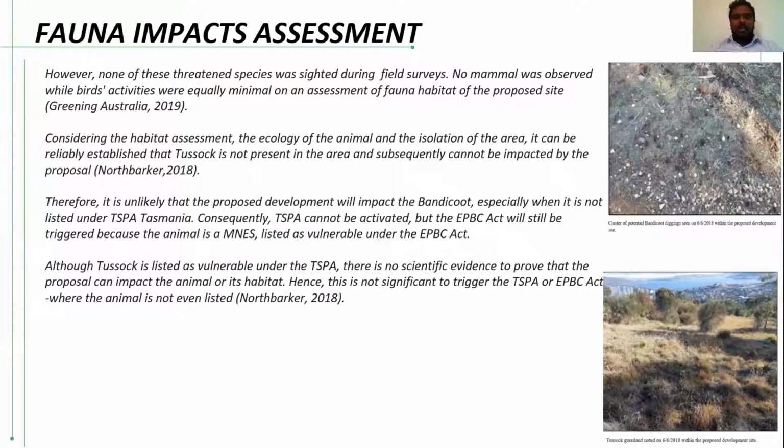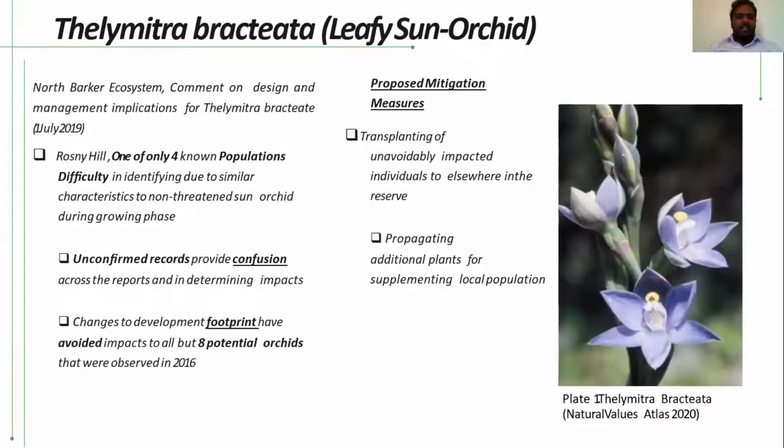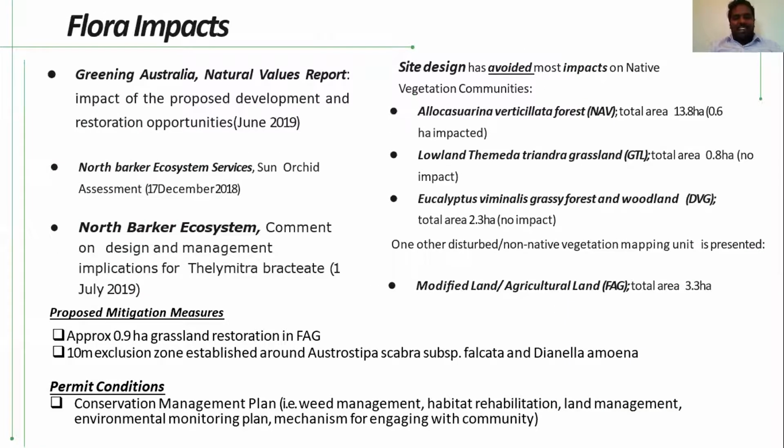Coming to the flora, the leafy sun orchid is a non-threatened species, but because of unconfirmed records of the species at the location, no threat to flora from the development is considered. If flora species are found, transplanting to another area or propagating additional plants at the location is being done. Necessary precautions are being taken in preserving the species during development.